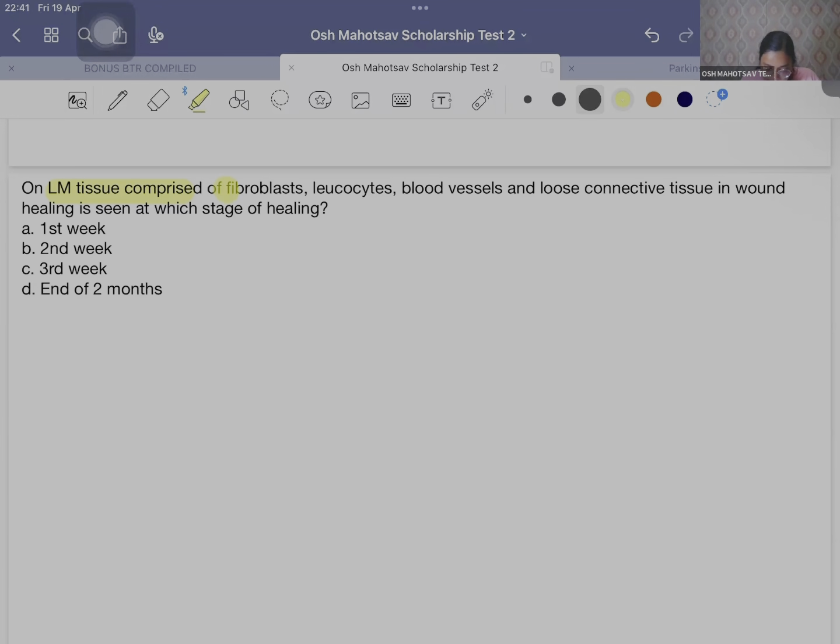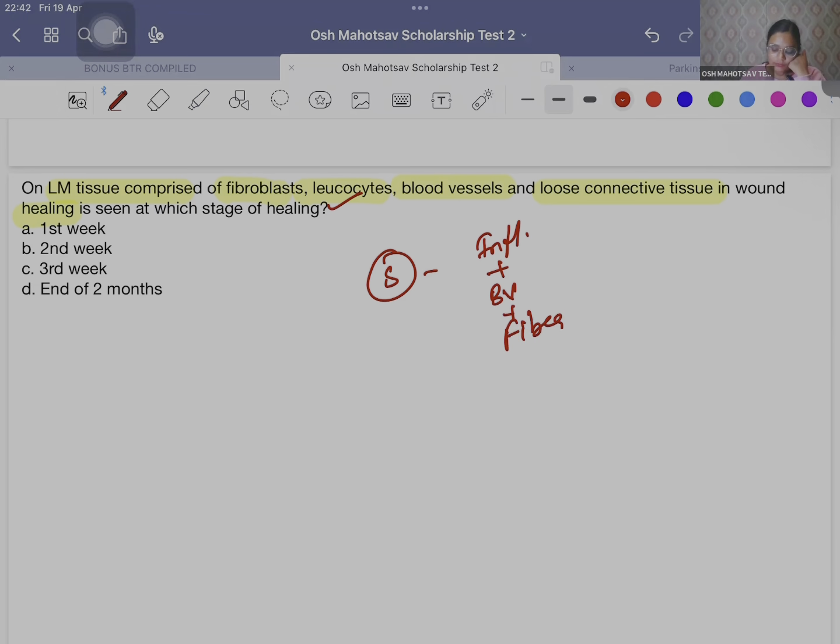Next is, on light microscopy, tissue comprises fibroblasts, leukocytes, blood vessels, and loose connective tissue in the wound. What will be the healing? I have told you that on day 5 granulation tissue will come. So on day 5 we are having more granulation tissue, which means it is having inflammation, plus our blood vessels and more fibroblasts. So this will be the answer in the first week, because on day 5 we will have more granulation tissue.